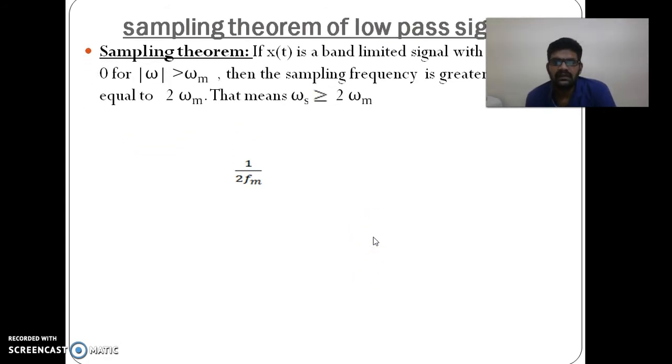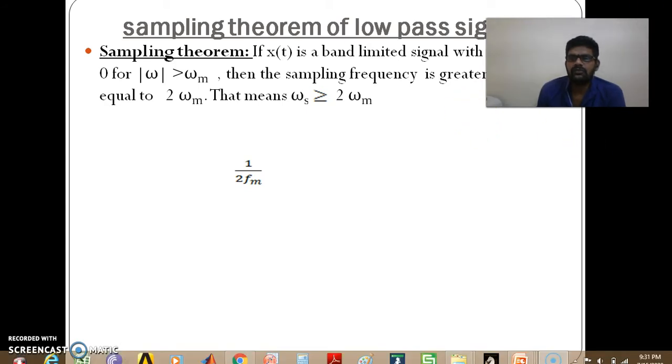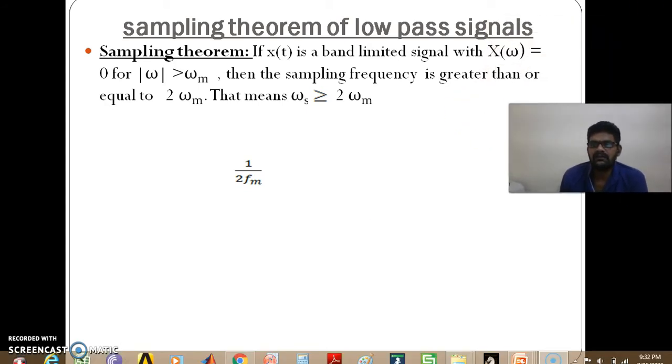Next one is the sampling theorem, the sampling theorem of low pass signals. What is the purpose of sampling? The purpose of sampling a signal is the first step of converting an analog signal into a discrete signal. So what does the sampling theorem say? Any signal can be completely reconstructed from its samples if it is sampled at a rate at least greater than its Nyquist rate.